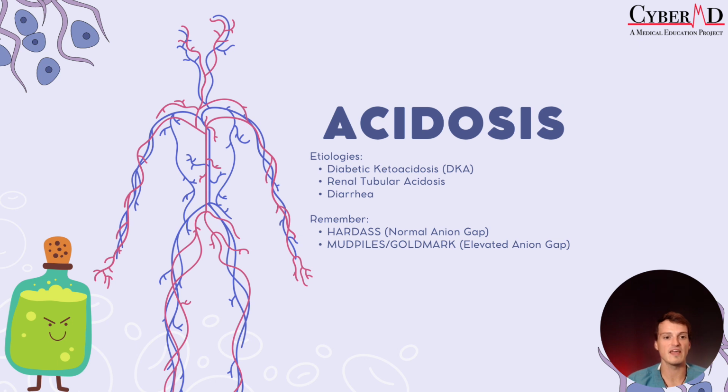Next is the letter A in PALM. So we have acidosis. Typically, this is going to be your DKA, your renal tubular acidosis, maybe diarrhea. But I just have here to remember your mnemonic devices for normal anion gap acidosis as well as elevated anion gap acidosis. That should really help you rule out a lot of these etiologies and possible diagnoses that could cause abdominal pain through an acidosis. So keep acidosis in mind as a potential cause of abdominal pain in this patient population.